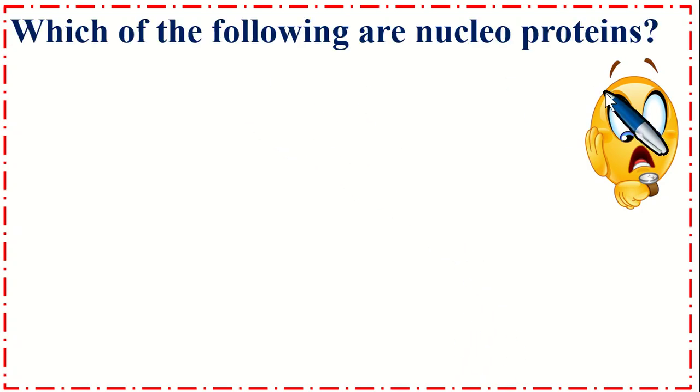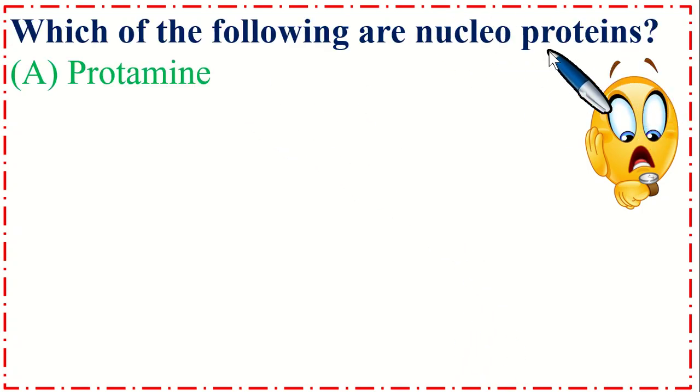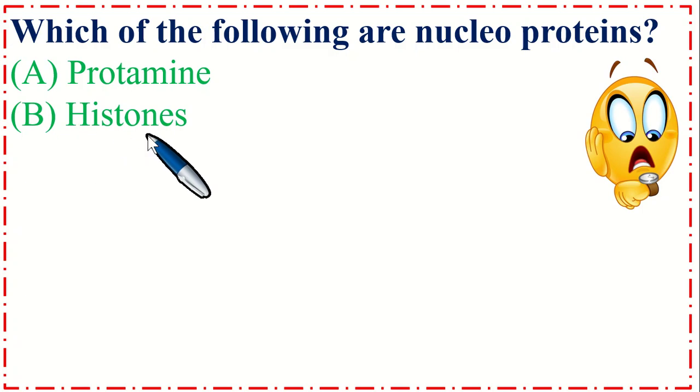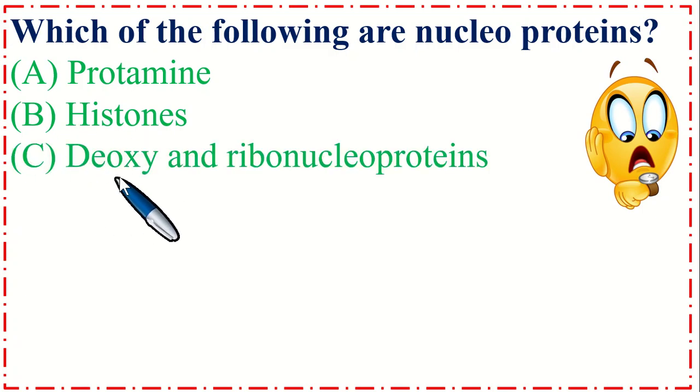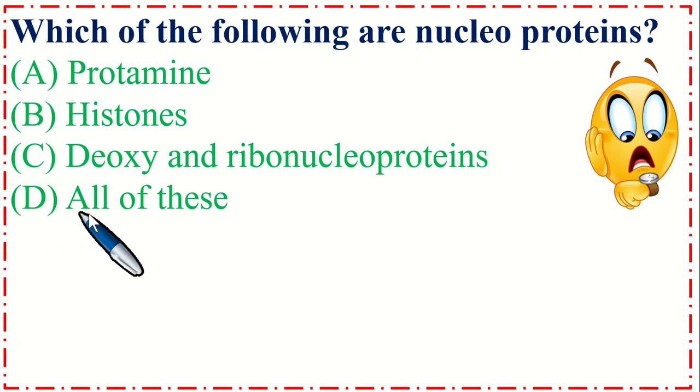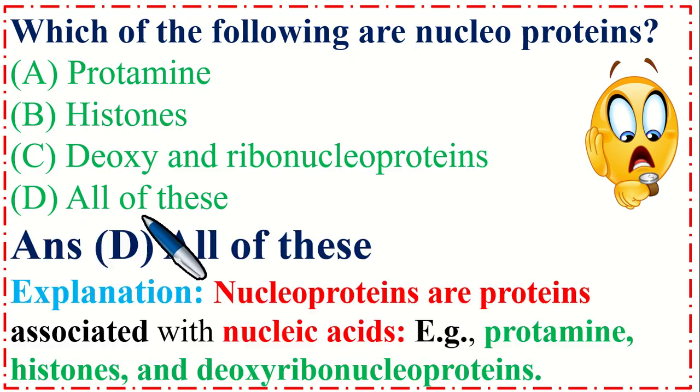Which of the following are nucleoproteins? Option A, protamine, B, histone, C, deoxy and ribonucleoproteins, and option D, all of these. So the correct option is D, all of these. Nucleoproteins are proteins that are associated with nucleic acid. For example, protamine, histone, and deoxyribonucleoproteins.